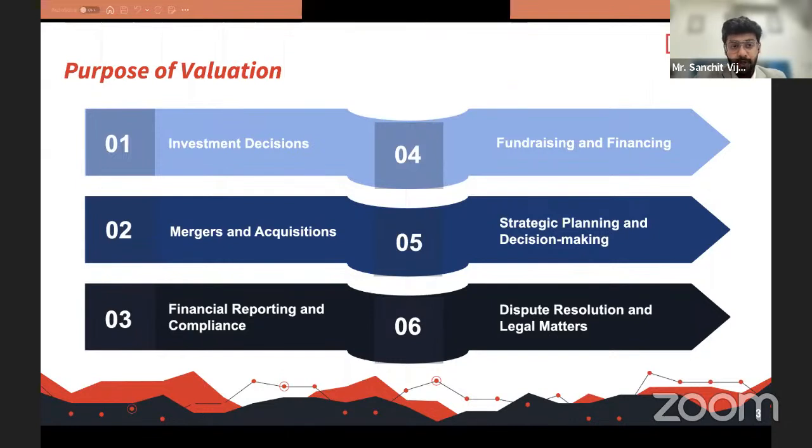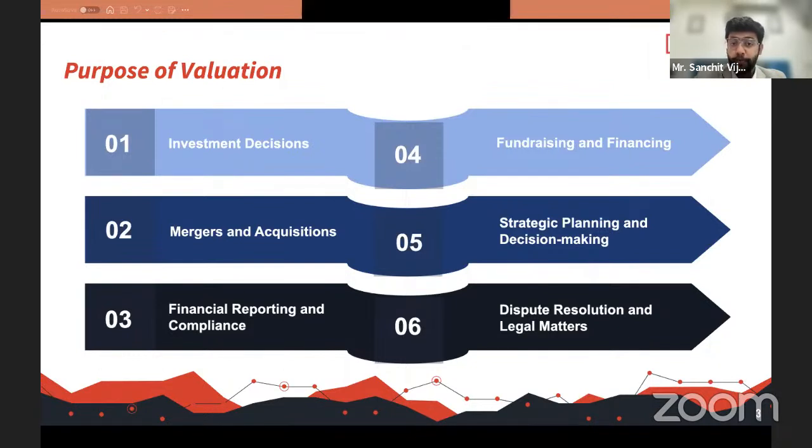The third, and the most important here, is financial reporting and compliance, where valuation is required. It is very necessary, as accurate valuation of assets and liabilities is important for preparing financial statements, including the balance sheet, income statement, and cash flow statement. It helps businesses comply with accounting standards and regulations such as IFRS, Ind AS, or generally accepted accounting principles.